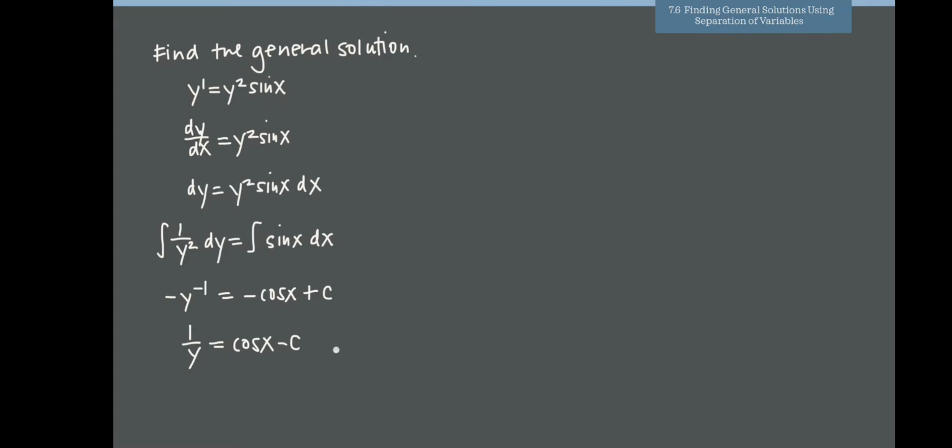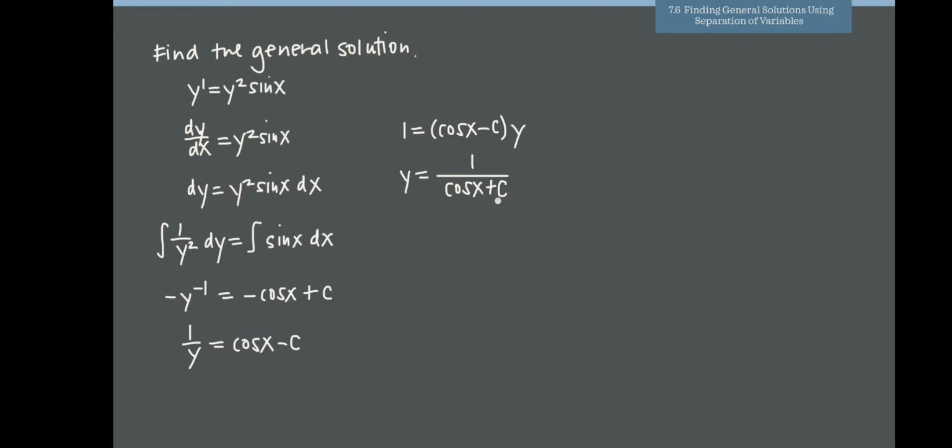If we multiply both sides by y, we'll end up here with 1 is equal to cosine of x minus c times y. And then if we divide both sides by cosine of x minus c, we'll end up with y is equal to 1 divided by cosine of x minus c. Keep in mind here also that if you came out with this answer, you may also see it written as cosine of x plus c.